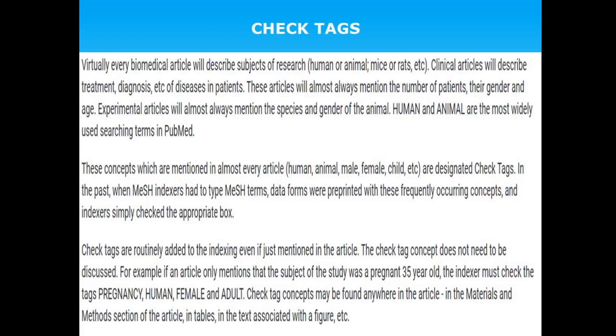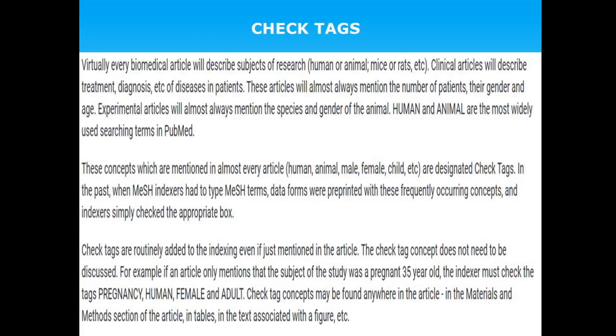Okay, they are routinely added to the indexing, even if it's just mentioned. Only the subject concept should be deeply analyzed and discussed. But for the checklist, even if they are just mentioned, you have to include them. That is the criteria for the checklist. So the check tag concept does not need to be discussed. That is the key, whereas the subject concept needs to be discussed.